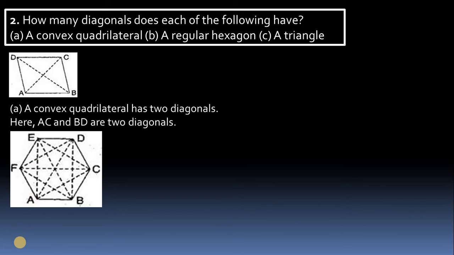So how many diagonals are there? How will you find that? It is somewhat critical, so you have to observe carefully. This is one line, this is second, this is third. So from that particular vertex 3 are there. Here also it is 1, 2 and 3.